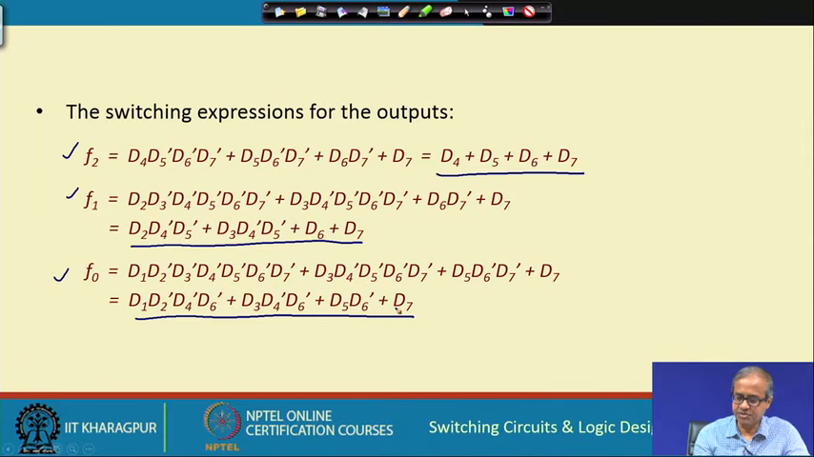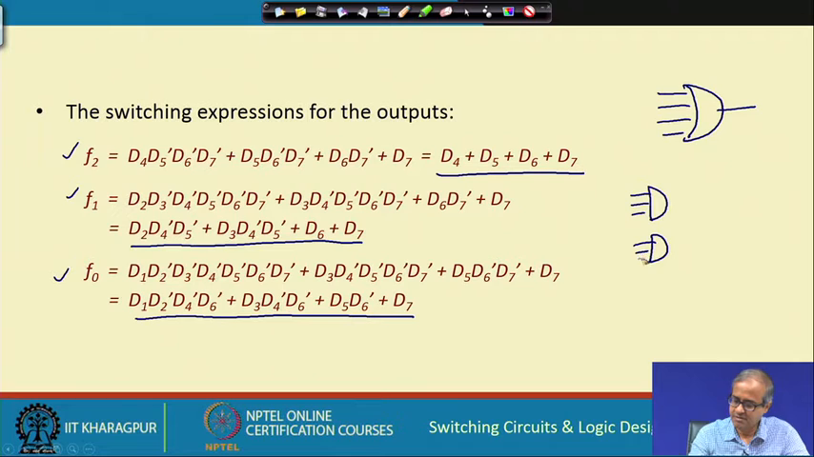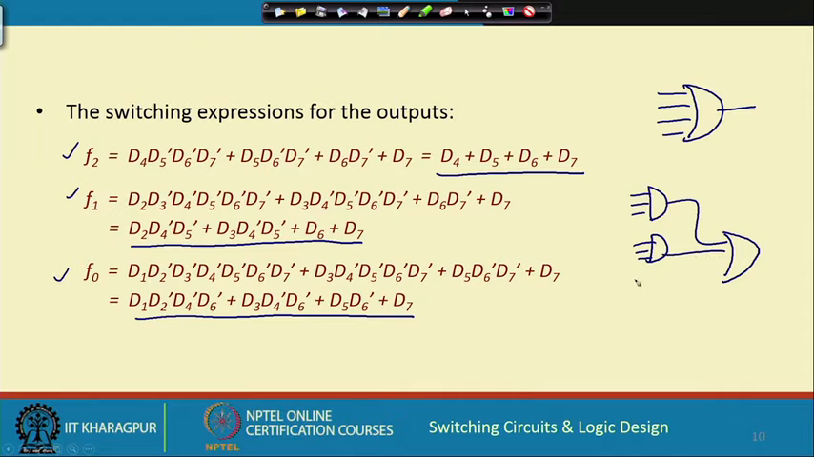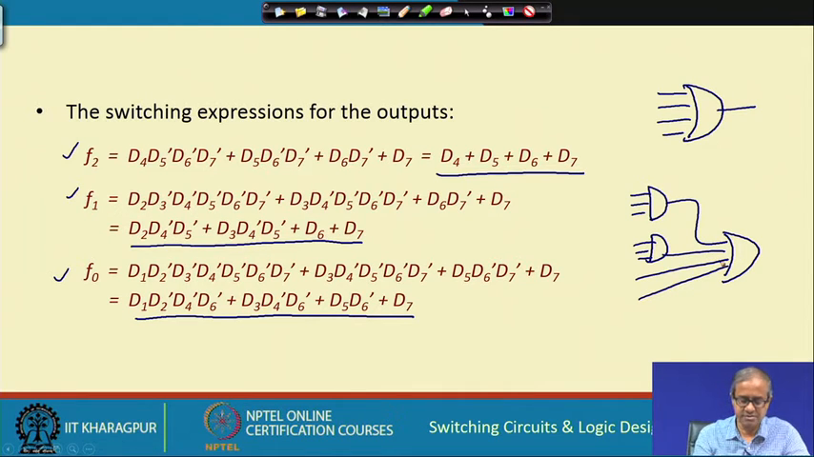If you want to implement these using gates, of course, we will first have to minimize and then implement using gates. So, f 2, for example, will require a single OR gate, nothing else is required. F 2 will require a single 4 input OR gate, with inputs 4, 5, 6, 7. This f 1, for example, will require 2 AND gates, 3 inputs each. Of course, here some NOT gates are also needed, D 5 bar, and D 6, D 7 are direct. So, there will be an OR gate connected, and D 6, D 7 will be direct. Similarly, F 0.